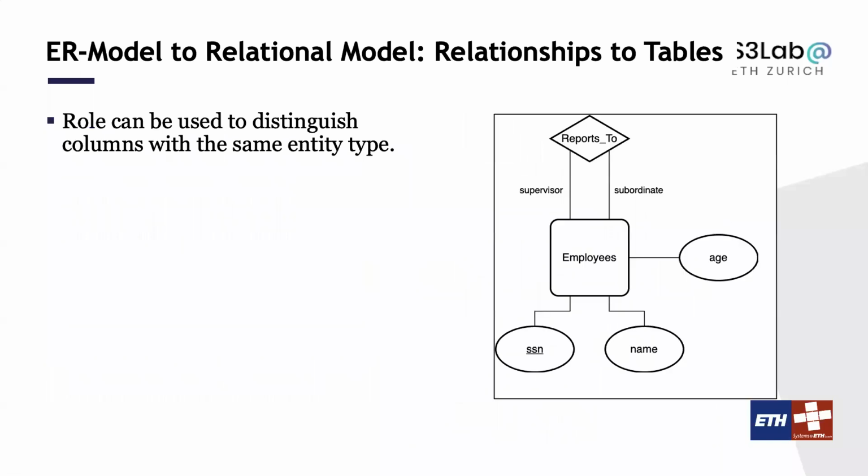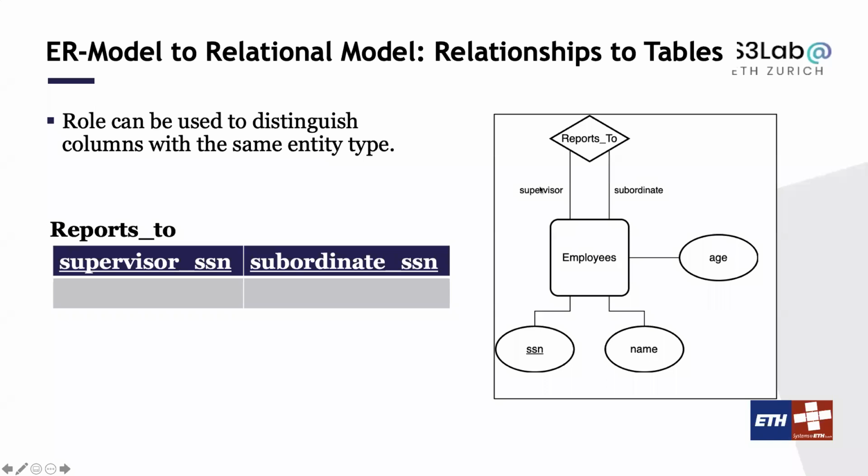Whenever you have a relationship connecting entity sets of the same type, for example, an employee reports to another employee, there's one relationship, reports to. You have the roles here: one is supervisor, another is subordinate. In this case, when you do the translation, the name of the role can be used to distinguish between these two different attributes.